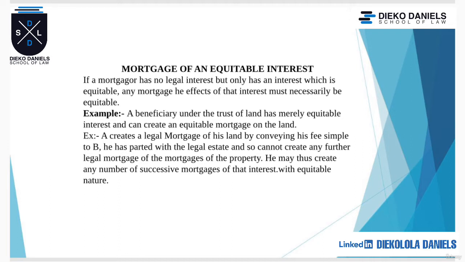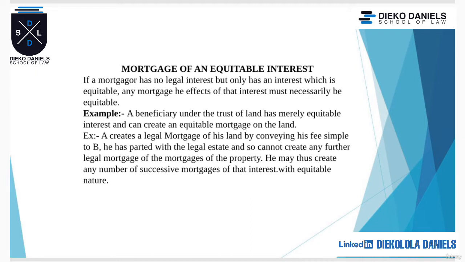Another example, if A creates a legal mortgage of his land by conveying his fee simple to B, he has parted with the legal estate and so cannot create any further legal mortgage of the property. He may thus create a number of successive mortgages of that interest with equitable nature.